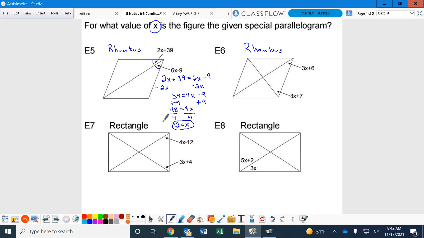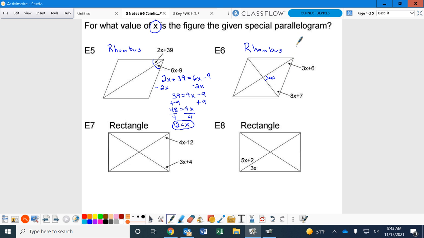Okay, the next one's a little bit different, guys. This is not setting equal. You gotta manipulate this picture a little bit. What do we know about the diagonals in a rhombus? They're perpendicular, which means they create what kind of angles? Right angles. That 90-degree angle. Once I have that, this triangle, like every other triangle on Earth, adds up to what?